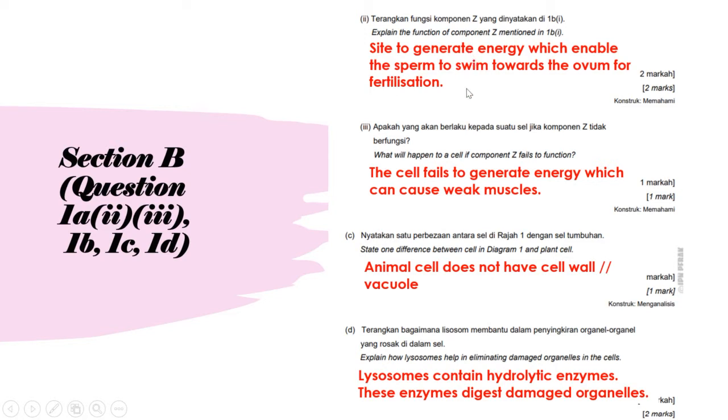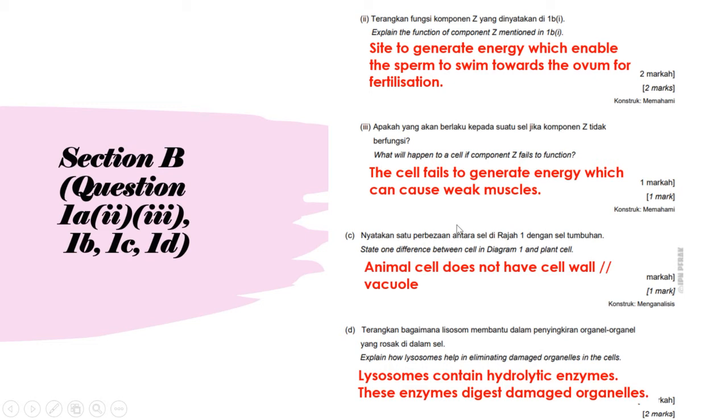For example, back to the function of the mitochondria, you can write site to generate energy, one mark. And then which enables the muscle cell to generate more energy for movement. So that is for muscle cell.